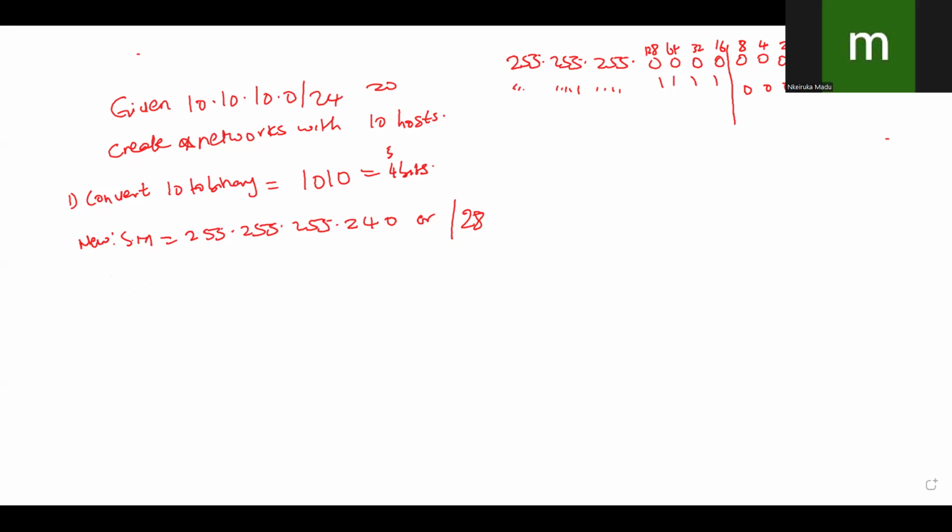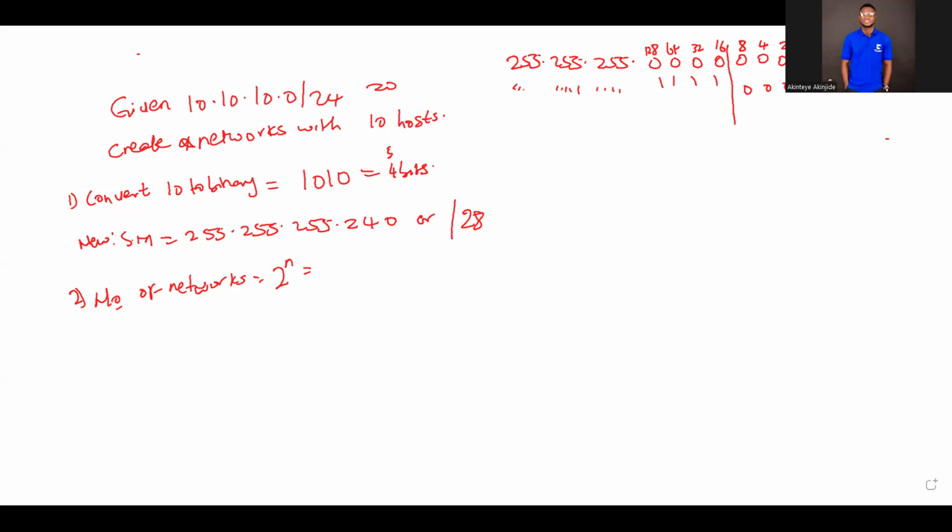All right, so let's continue. The next step is for us to find how many networks we're going to create. So knowing what we have right now, how many networks are we going to create? Somebody give me that value. That's 4.